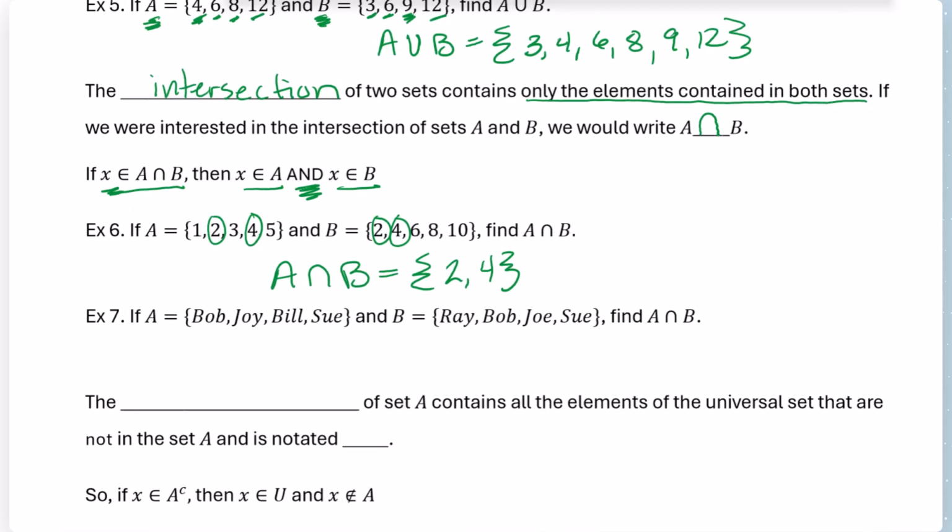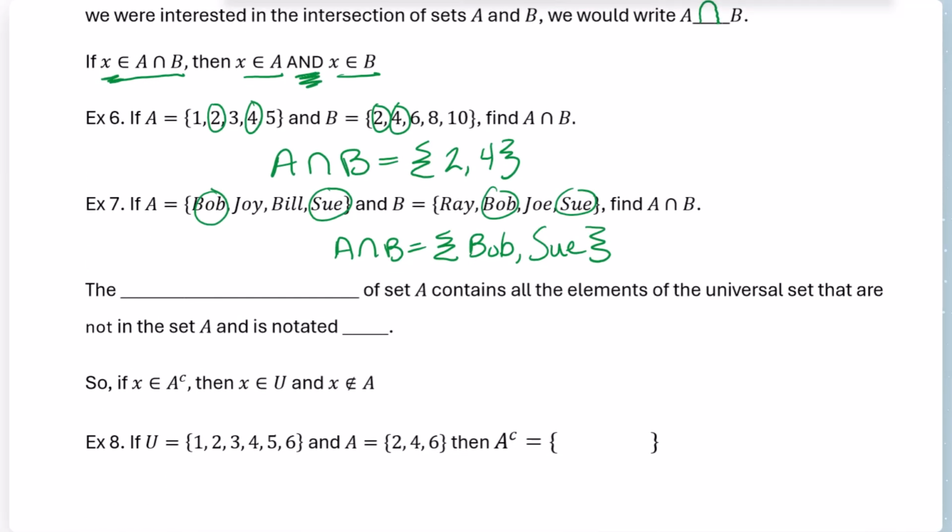What if we took an example where we were looking at people? A has Bob, Joy, Bill, and Sue. Set B has Ray, Bob, Joe, and Sue. So who is listed in both sets? Who makes it in both? Well, notice we have Bob listed in both sets. And who else is listed in both sets? Sue. So the intersection, what's common to both sets, is Bob and Sue.